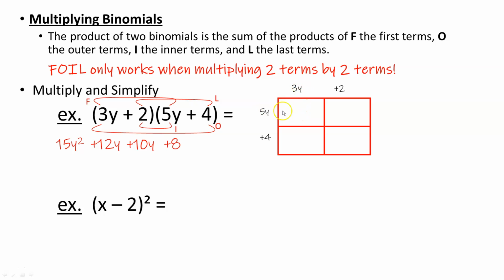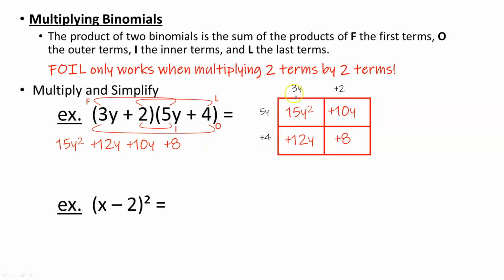So to fill in your box, you multiply your row times your column. So 5y times 3y is 15y squared. Oh, we could do this one next. So 4 times 2 is 8. 5y times 2 is 10y. 4 times 3y is 12y. What you'll notice is these are the exact same numbers we got by doing FOIL.